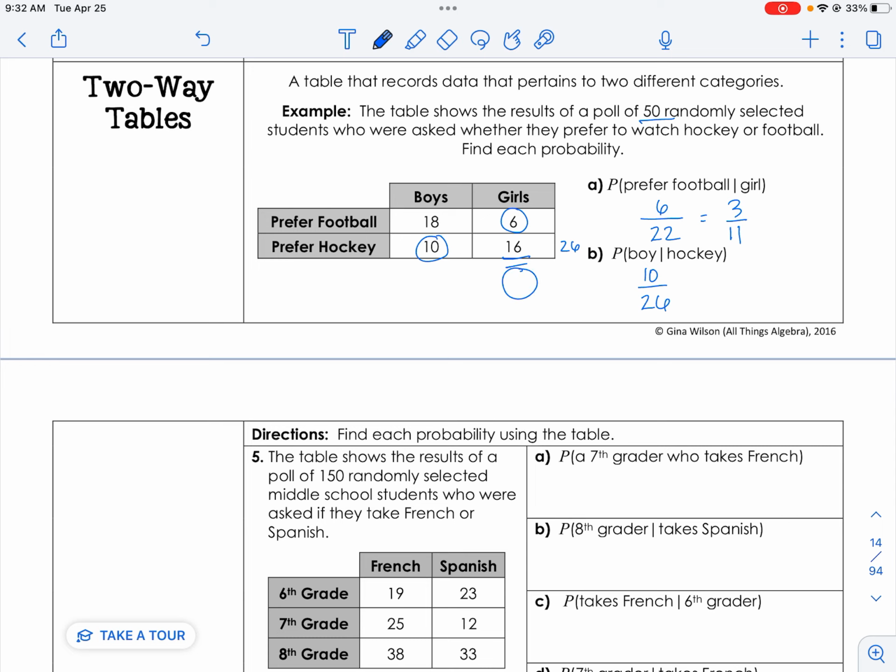So you see, you have a total of 22 girls, a total of 28 boys, a total of people who prefer hockey is 26, the total people who prefer football is 24.